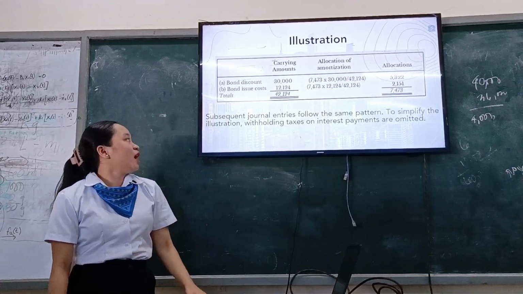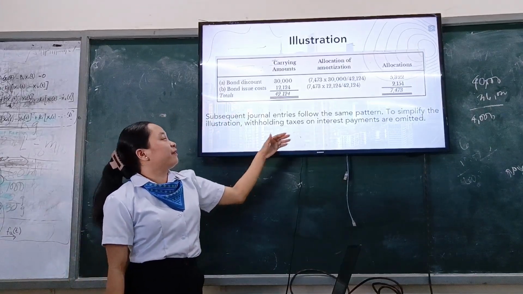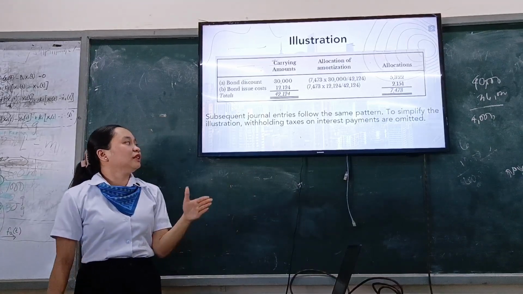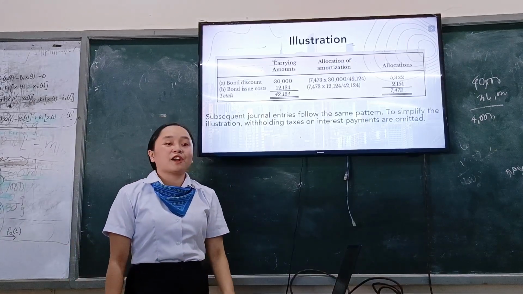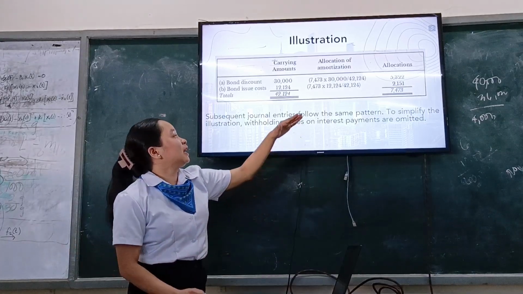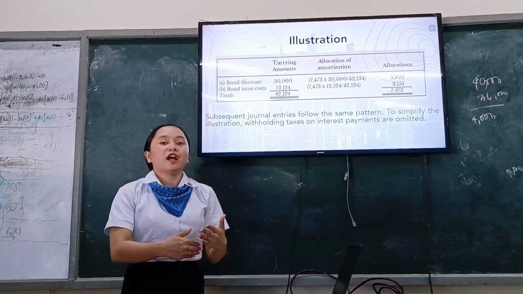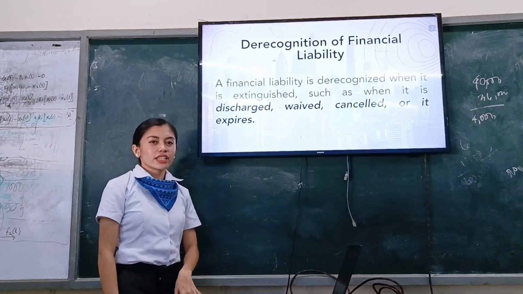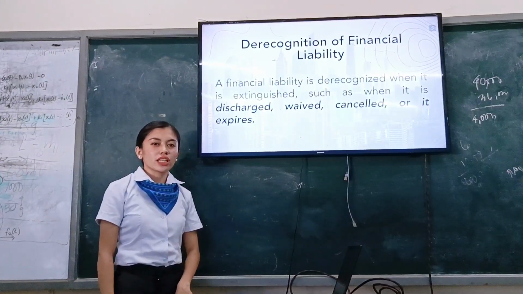true cost. So subsequent journal entry follows the same pattern. To simplify the illustration, withholding taxes on interest payments are omitted. So para mahibal-an na ang allocations each year, we can just simply follow this process. So next, the recognition of financial liability.